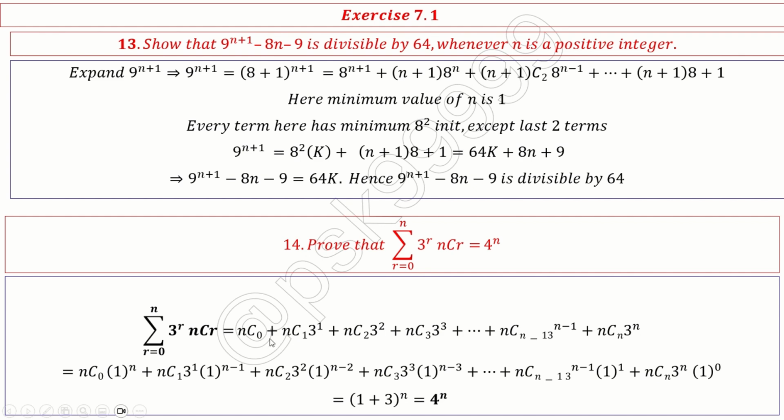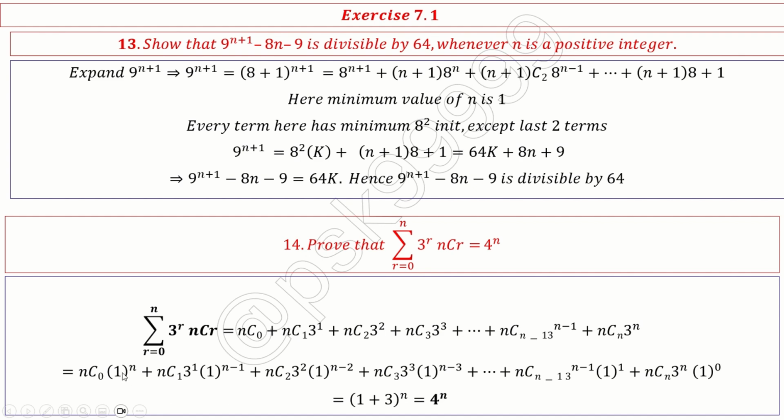In that case, this will become (1 plus 3) whole to the power of n. That's what this expansion gives us. So nC0, plus nC1 times 3 to the power of 1, plus nC2 times 3 to the power of 2, plus nC3 times 3 to the power of 3, up to nCn times 3 to the power of n.